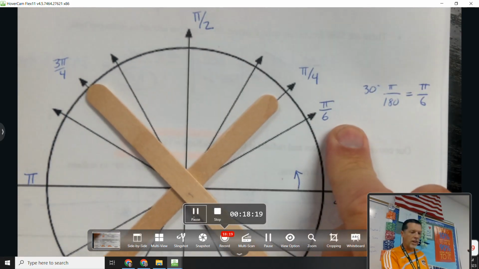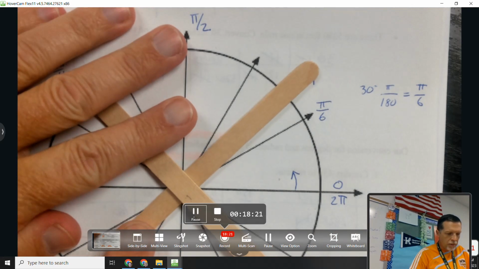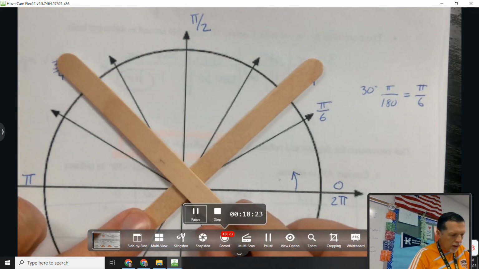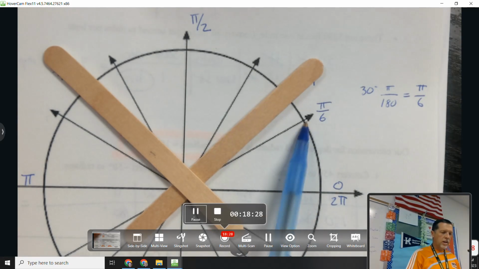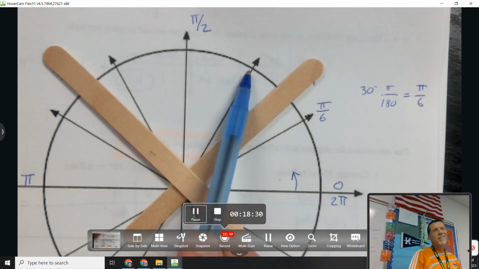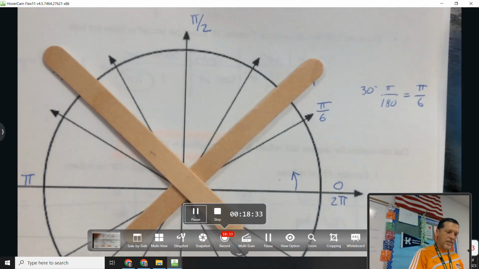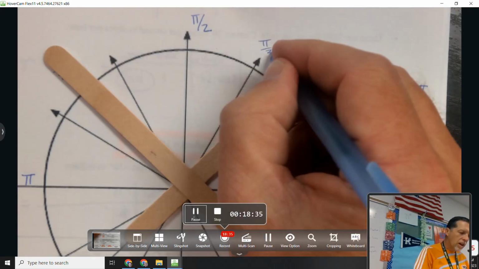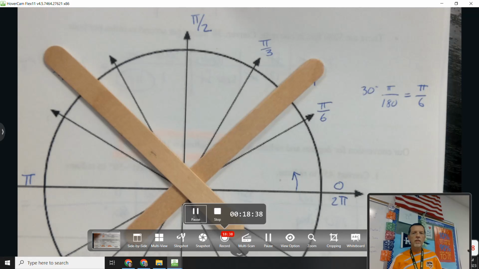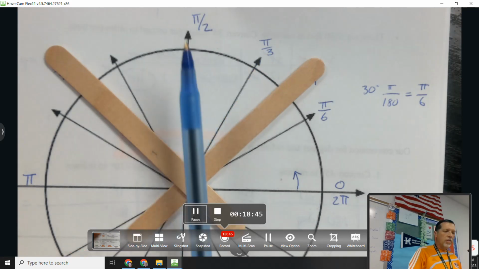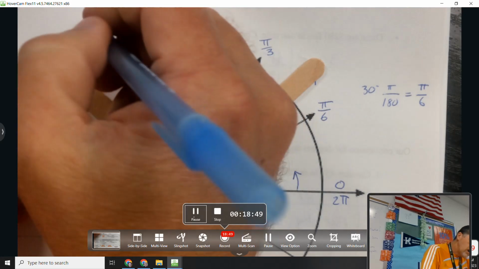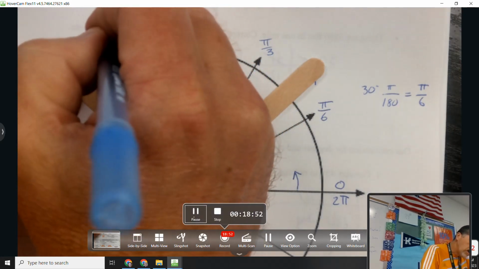So I can cover that up even more. I can count by pi over 6. So this one's 1 over 6. This one's 2 over 6. But I'm not going to write 2 over 6. That's pi over 3. Okay, I'm going to back up and start over again because I lost track of where I was. 1 over 6. 2 over 6. 3 over 6. Yeah, that's right. 4 over 6, also known as 2 over 3.